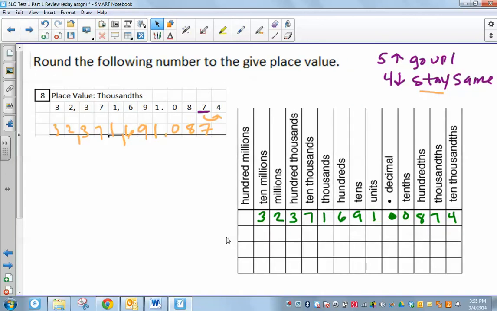And question number 8, again, I'm finding the thousandths place value, so I look at my handy dandy place value chart, and I see that in the thousandths place is the 7, so the 7 is my underlined digit. What's my 4 telling my 7 to do? Stay the same, so I write 7, and then I rewrite all of my digits to the right.